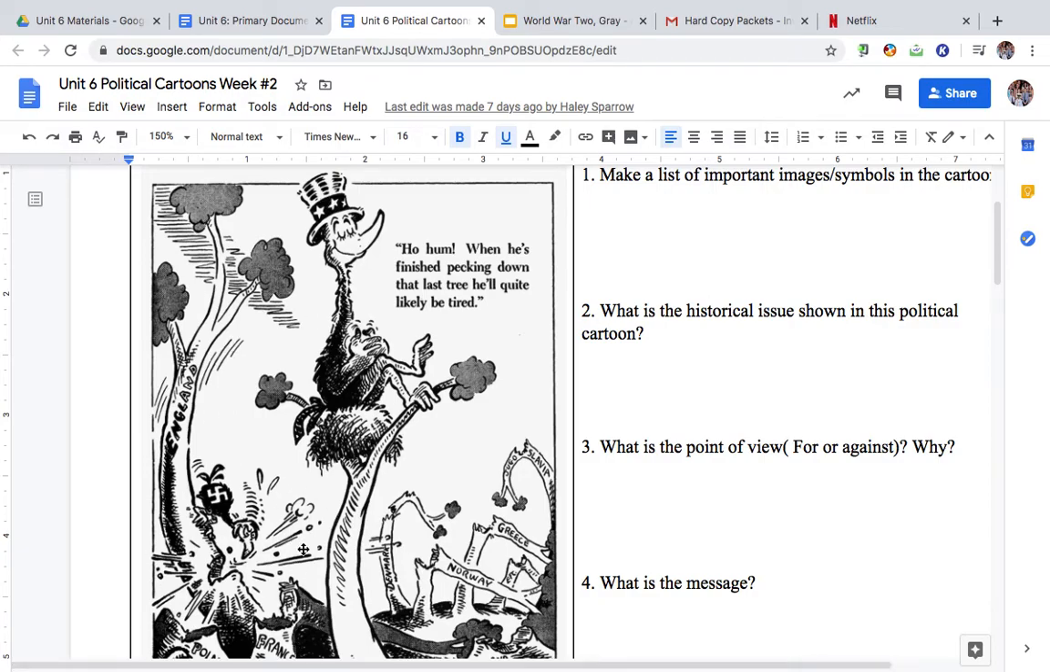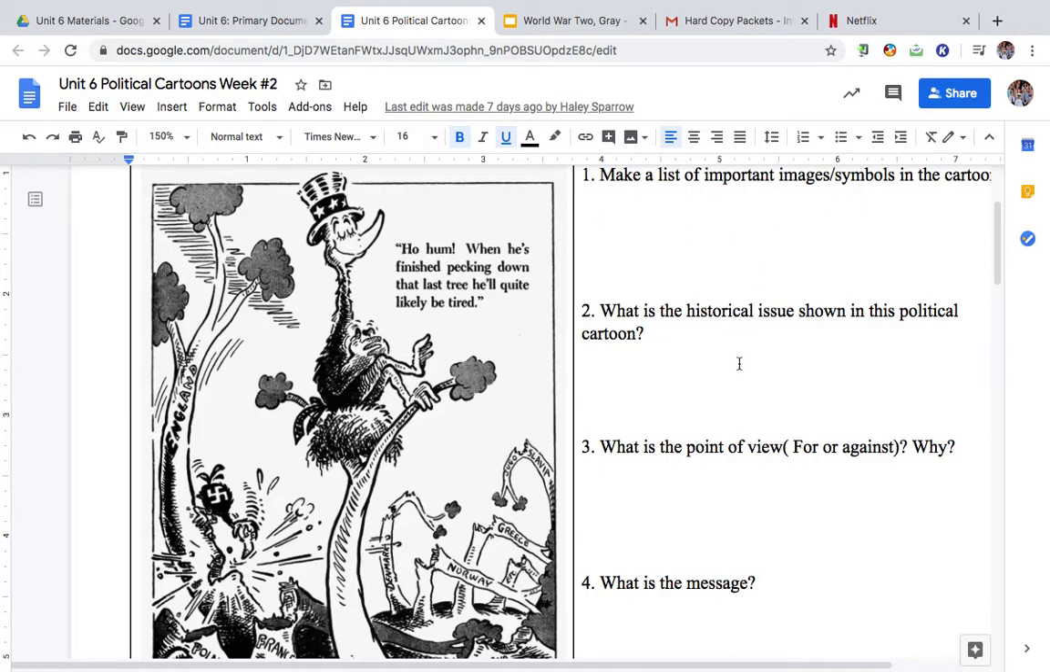And then you have this bird-looking thing with the swastika. You see it's already torn down Greece, Yugoslavia, Denmark, France, Poland. It's chipping away at England. The caption says, "Ho hum, when he's finished pecking down that last tree, he'll likely be tired." So first, list the symbols and what you think they mean.